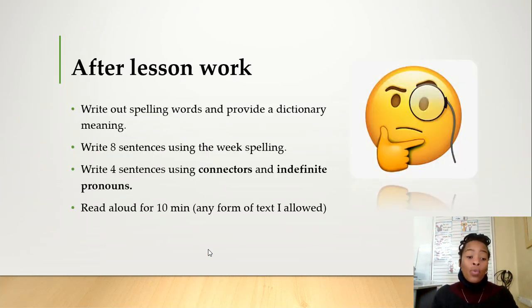Now, after lesson work, please write out the spelling words and provide a dictionary meaning. Write out 8 sentences using the weekly spelling words. Write 4 sentences using connectors and indefinite pronouns. Read aloud for 10 minutes.